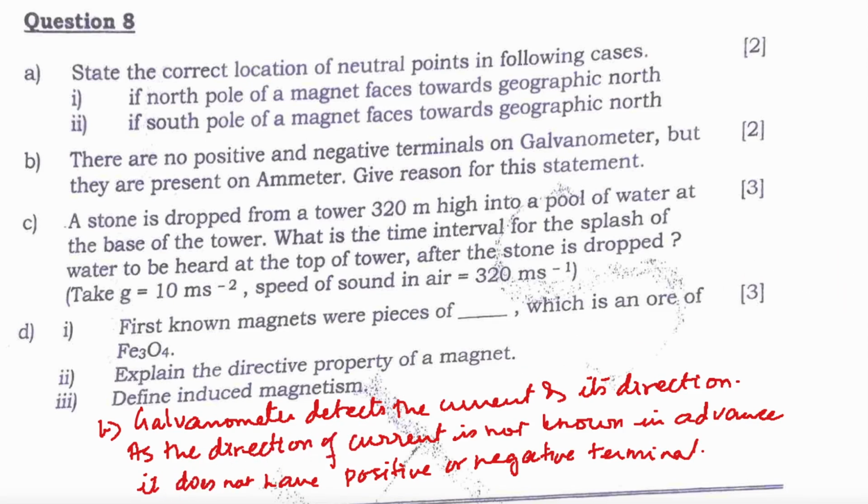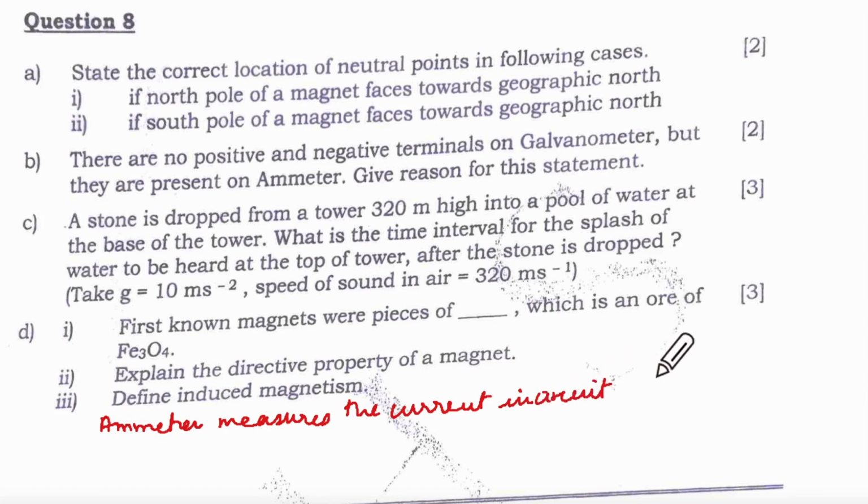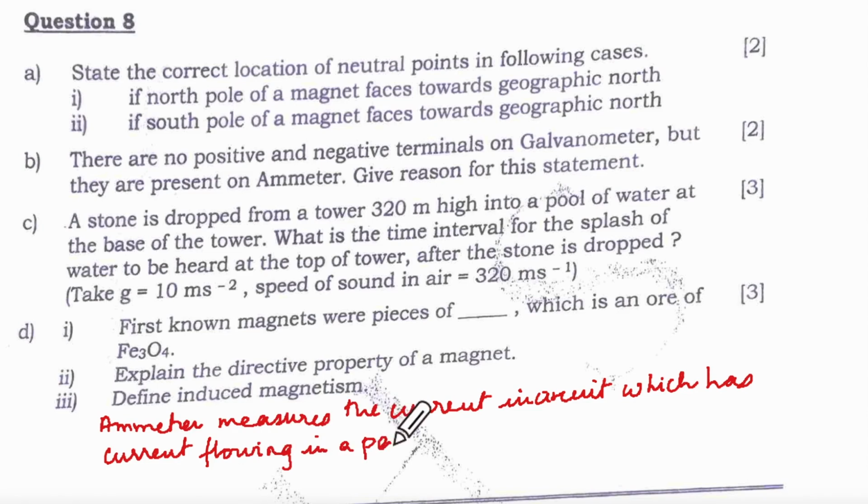In the next paragraph, what will you write? Tell me. Ammeter. Ammeter measures the current in a circuit which has current flowing in a particular direction.